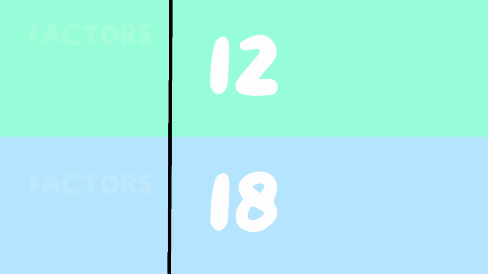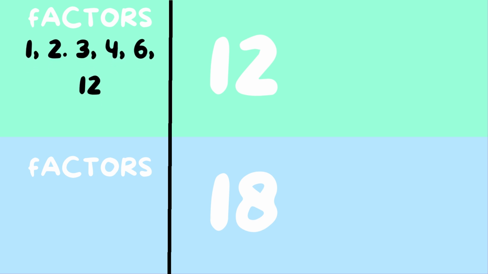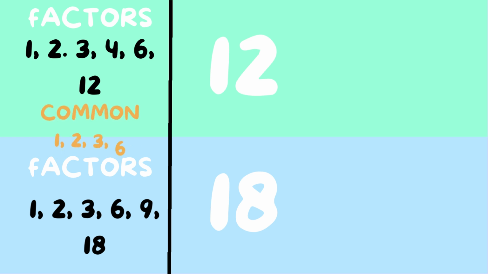Well, let's start with the factors. We need to write them down first. For 12, they are 1, 2, 3, 4, 6, and 12. And for 18, they are 1, 2, 3, 6, 8, and 16. The common factors of these 2 numbers are 1, 2, 3, and 6, but the highest of the 4 is 6, so that is your answer.